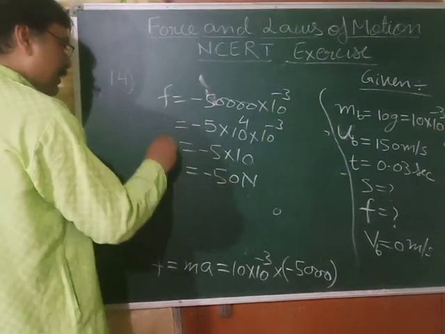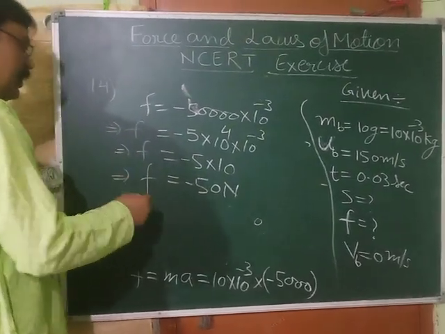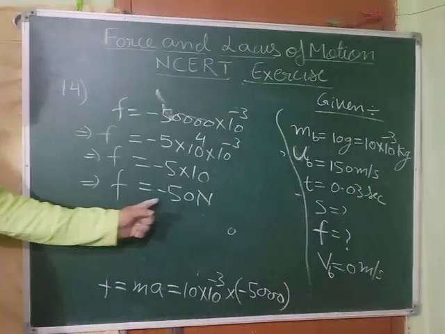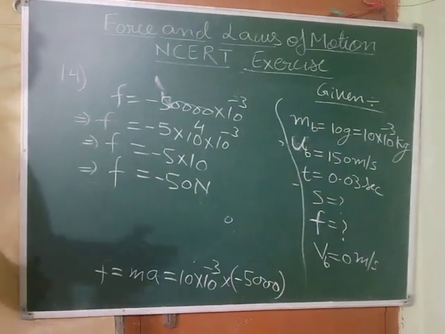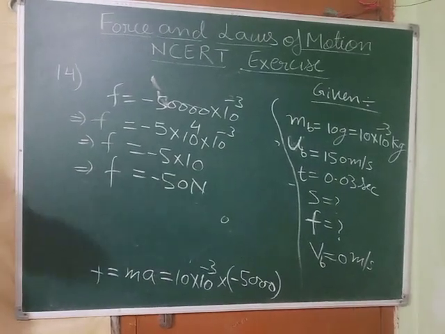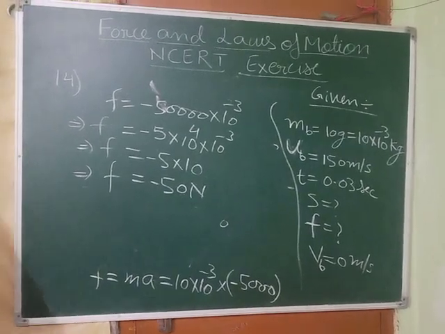That much force is acting. Who has applied this force? The wooden block has applied this force. On whom? On the bullet. Why this negative sign? Because it has applied the force on the bullet in the opposite direction of motion of the bullet in order to stop it. That's why it is negative.